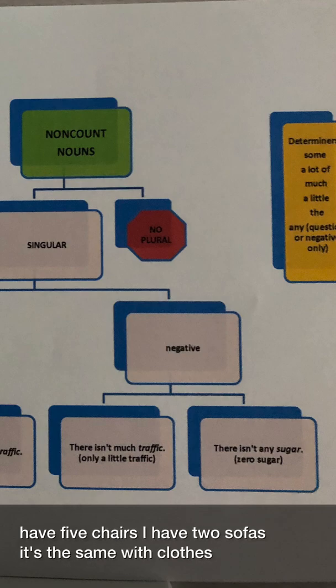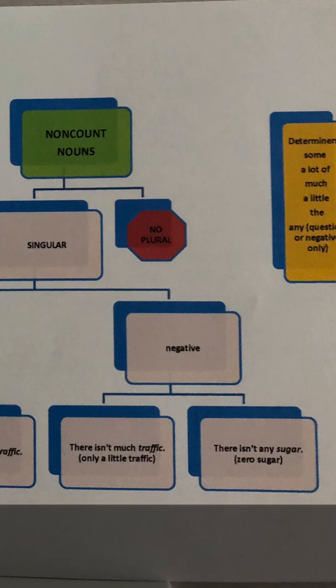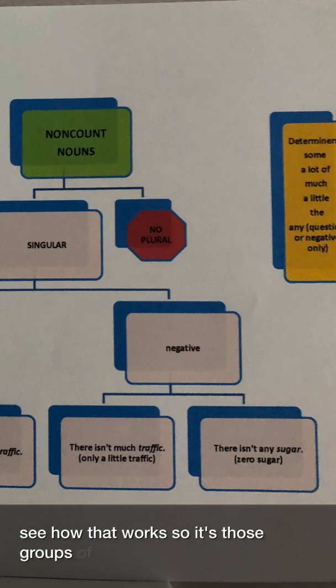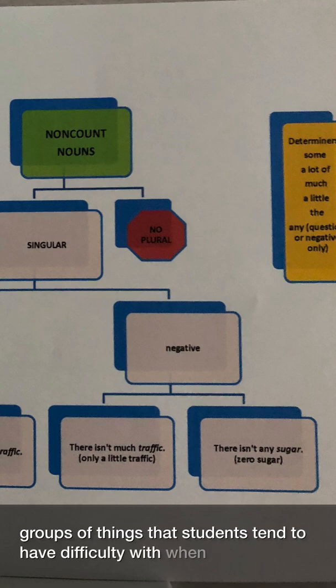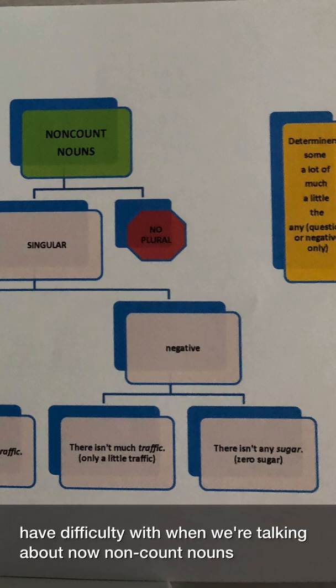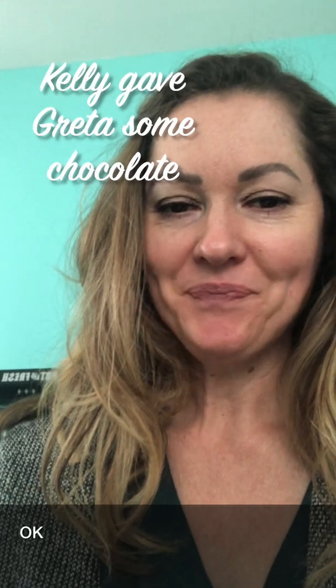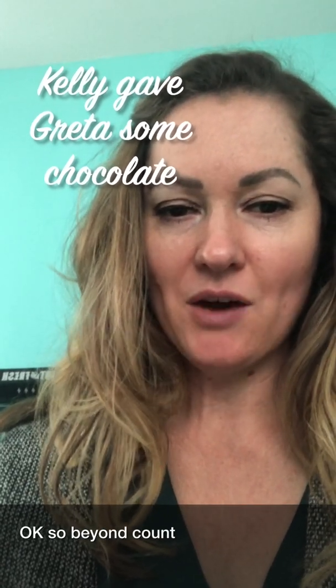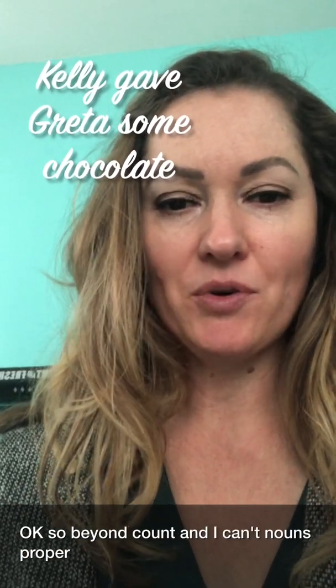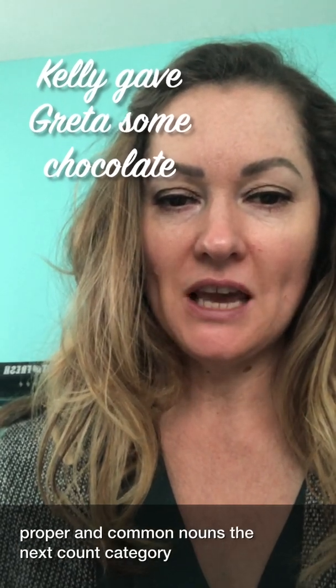It's the same with clothing. You can't say I have 20 clothings in my closet, but you can say I have 20 shirts, I have 10 skirts, I have 20 pairs of pants. See how that works? So it's those groups of things that students tend to have difficulty with when we're talking about non-count nouns.